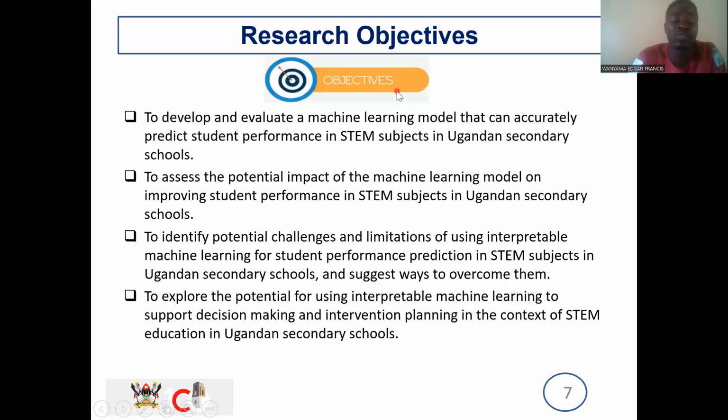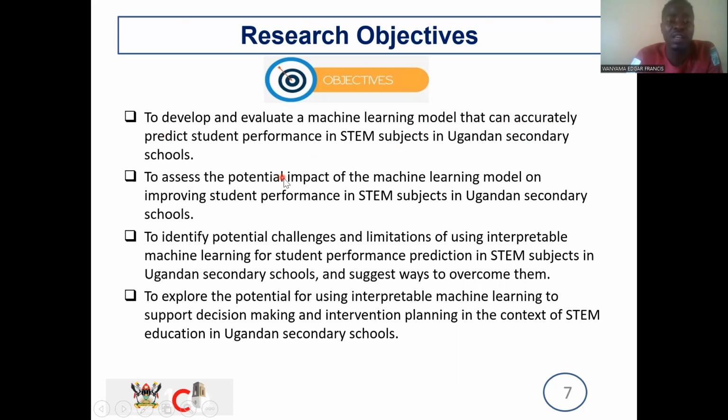Then these research questions will help us also formulate the research objectives, because that's where we get the research objectives from, the research questions. And one of the objectives is to develop and evaluate a machine learning model that can actually predict students' performance in STEM subjects in Ghana secondary schools.